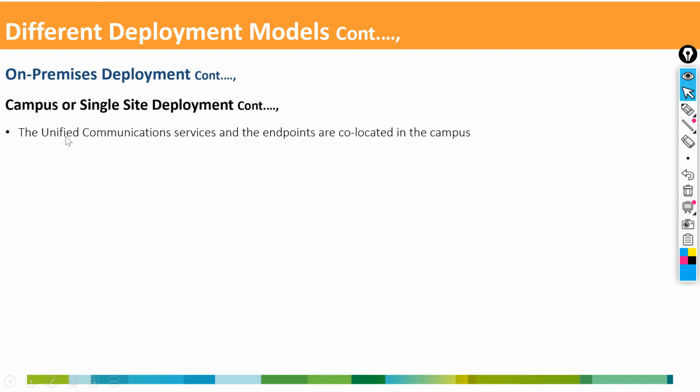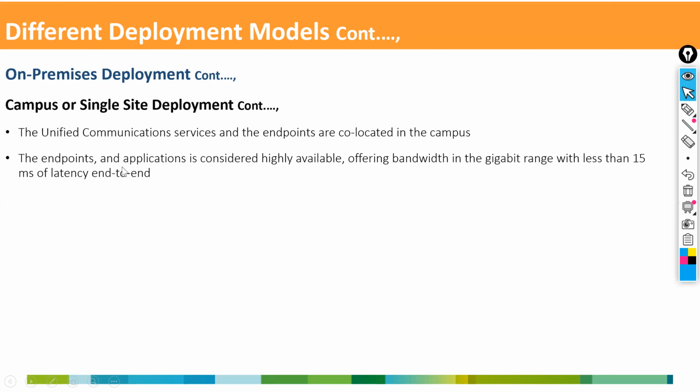It's depending, not just Cisco, it can be anything. The Cisco Unified Communication Services and endpoints are located in the campus, meaning all the devices are in one location. The endpoints and applications are considered highly available, offering bandwidth in the gigabit range with less than 50 milliseconds of latency. Why? Because all the servers and IP phones are local, you get very high bandwidth, right?